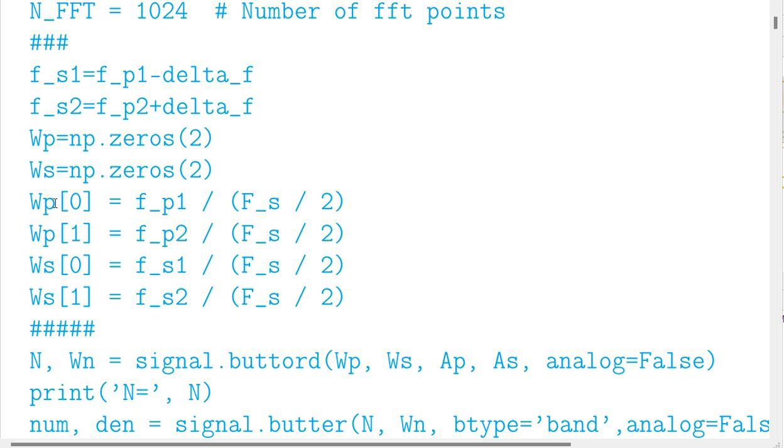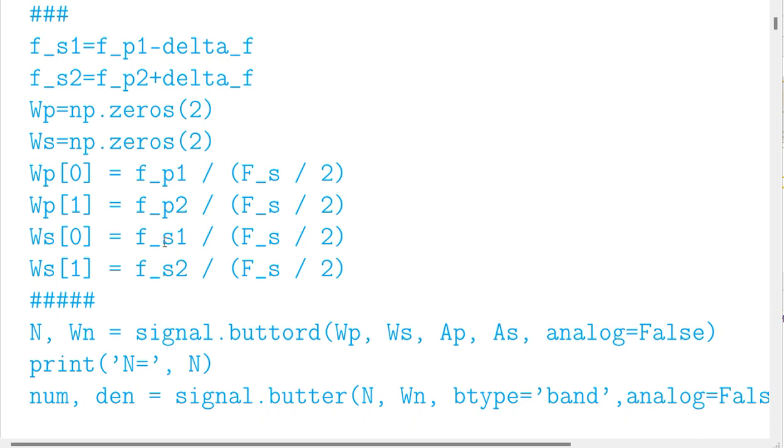And this time having WP containing four components. The first one, FP1, FP2, FS1, FS2. Okay?